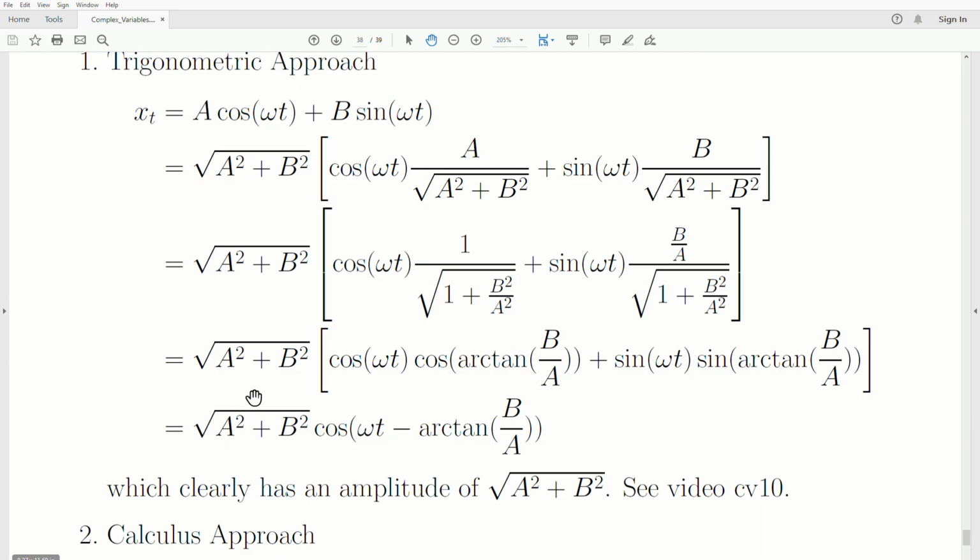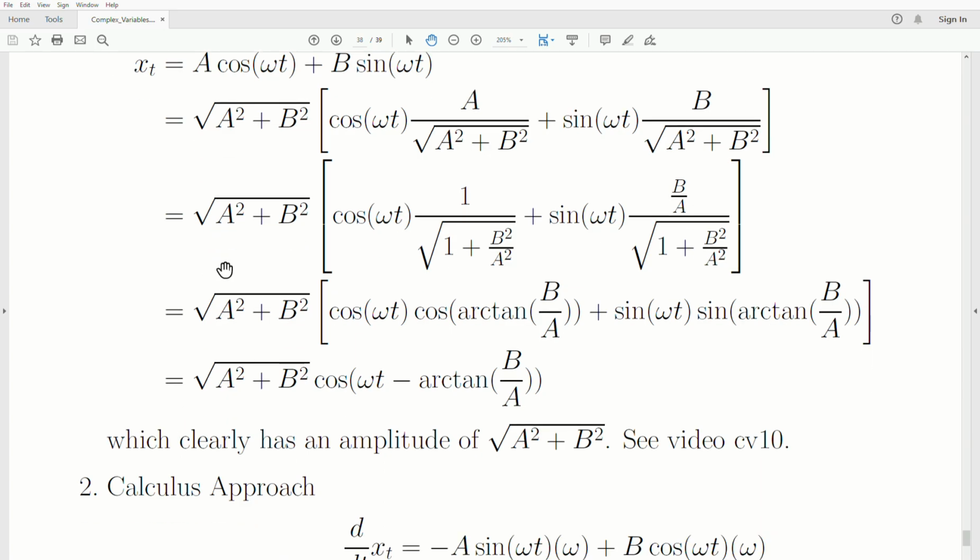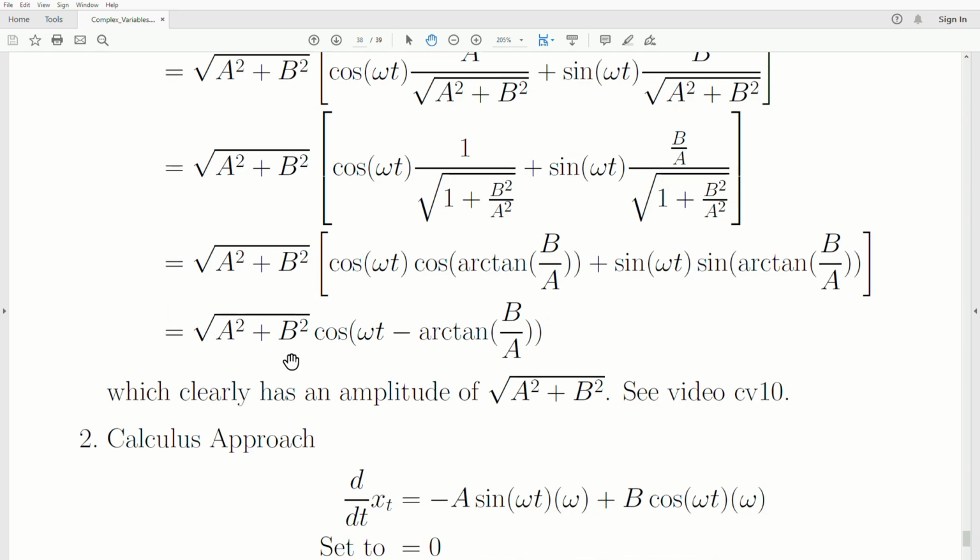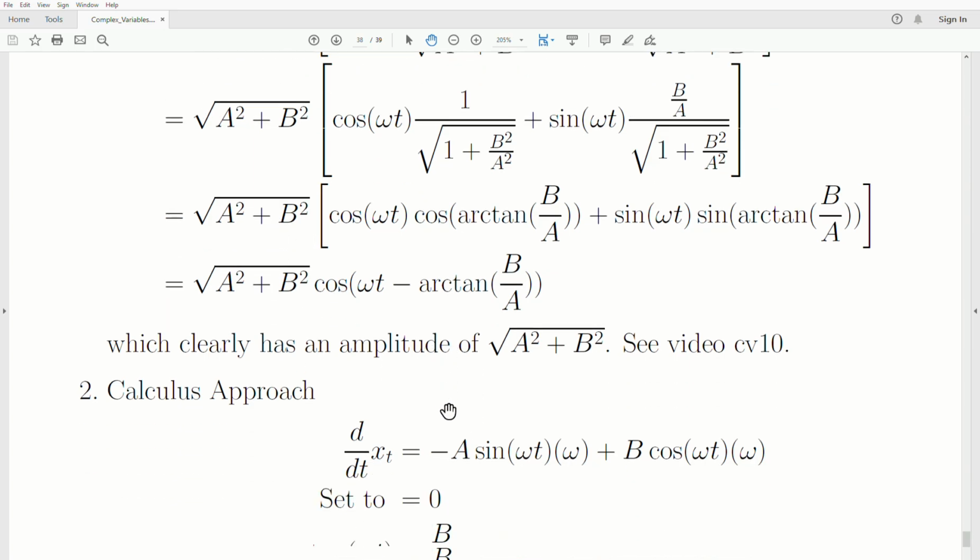So we have a number times the cosine of an angle, which clearly has an amplitude of the square root of a squared plus b squared. And I'm going to point you to video CV10 to show you why that is the amplitude of this function. But that means it's the amplitude of x(t). And so we're finished. Now let's use a more calculus-based approach to find the amplitude of this function, or the sum of cosine and sine.